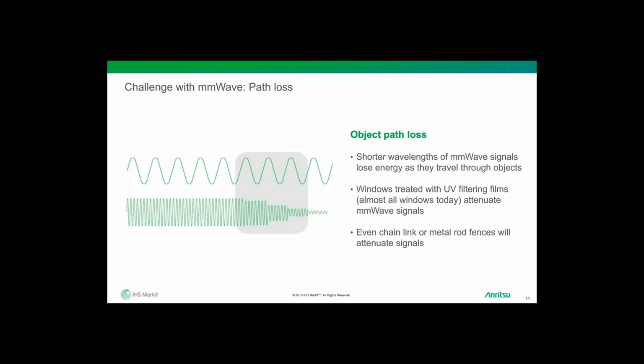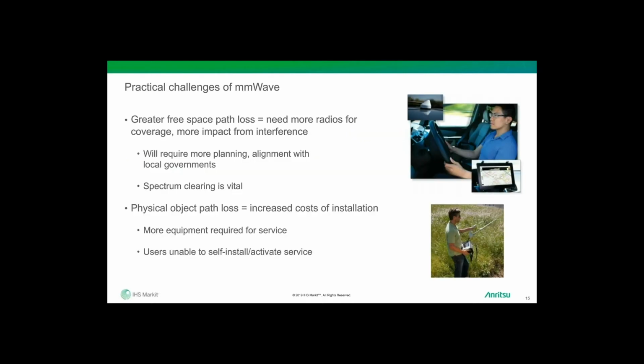And then furthermore, apart from just getting into the building, there are obstacles around the buildings like metal fences, telephone poles, and trees that are going to attenuate those signals. So all of these technological challenges really lead to some practical challenges. The greater free space path loss means more radios are going to be required, which we talked about as densification. This is going to require more planning and especially a lot of alignment with local governments.